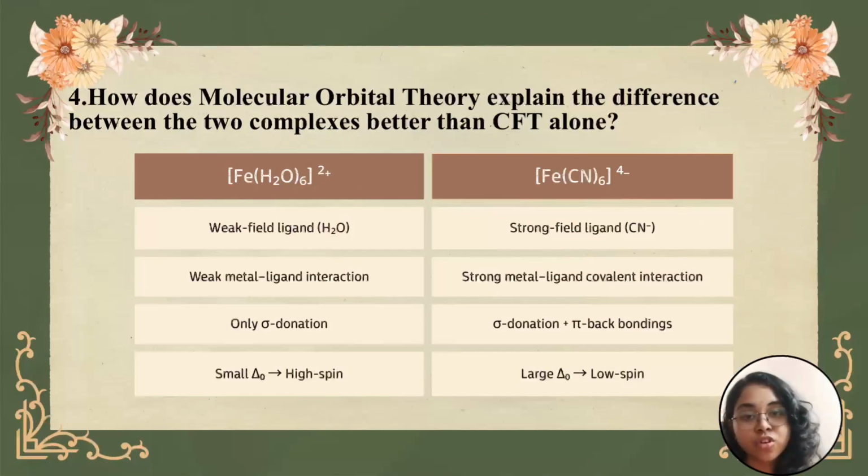Now, for the fourth question, molecular orbital theory explains these complexes better than crystal field theory because it considers both sigma and pi bonding. For the hexaaquairon(II) ion, water is a weak sigma donor, giving a small energy difference and a high spin complex. Meanwhile, for the hexacyanidoferrate(II) ion, cyanide is a strong sigma donor and pi acceptor. Pi backbonding increases the energy difference, producing a low spin complex. Therefore, MOT provides a more complete explanation of the bonding and electronic properties of both complexes.